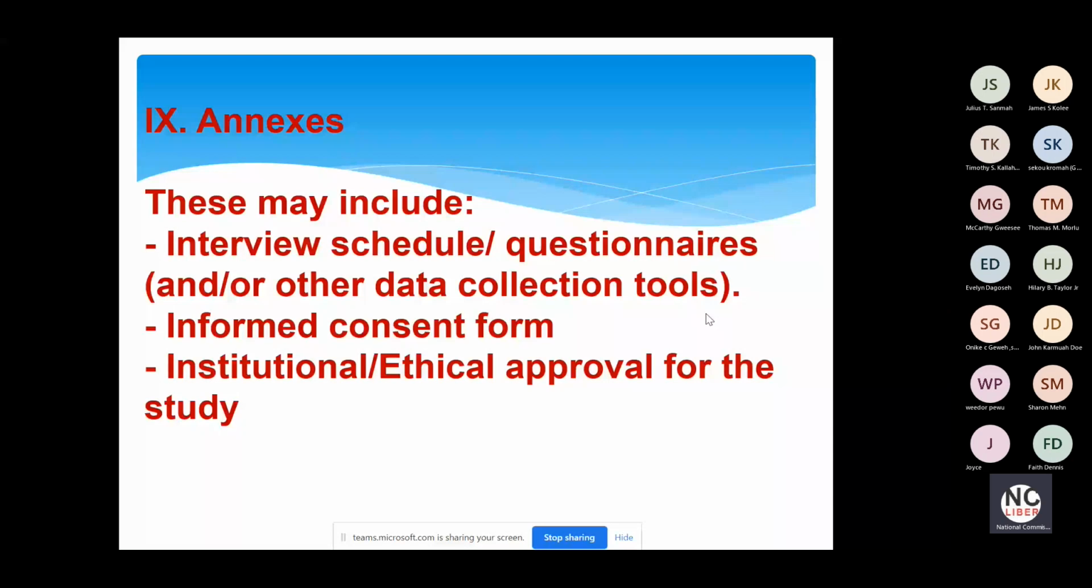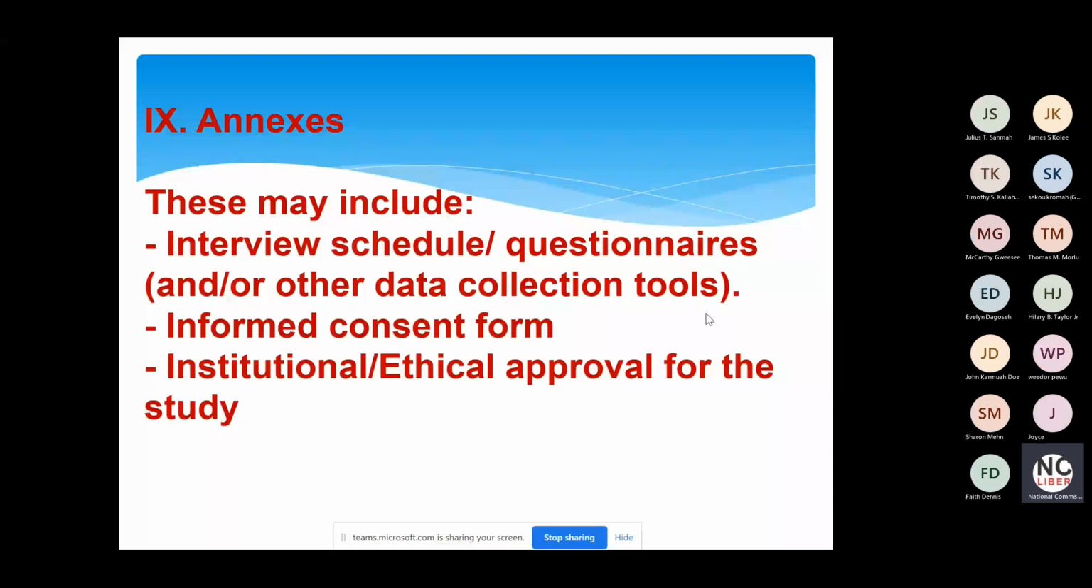Then the ethical or the institutional approval for the study also has to be there. The approval will be given by us for you to go ahead before you conduct the study. All right.